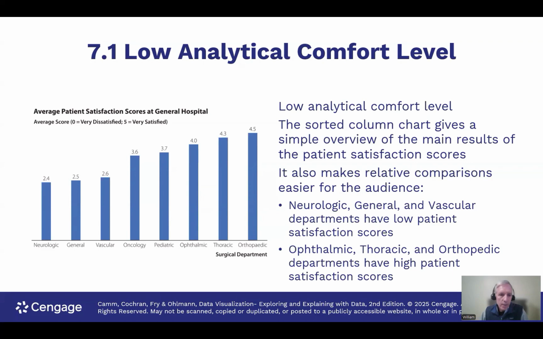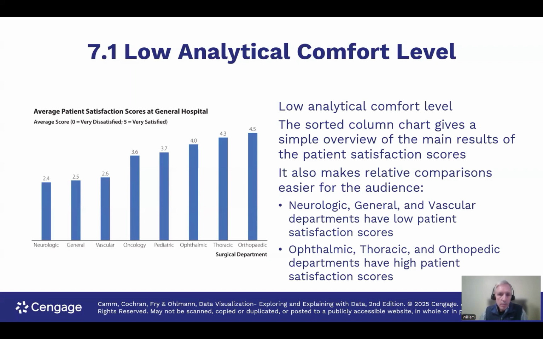I've got the various departments, neurologic, general, vascular, and so forth, across the bottom, and each of the bars represents the average patient satisfaction, from 0 to 5. Neurologic was the worst and orthopedic was the best. So a real simple chart tells a real simple story. I might put this as a dodge bar where I showed last month and this month, but it's pretty straightforward. It gives a simple overview of the main results of the satisfaction scores.